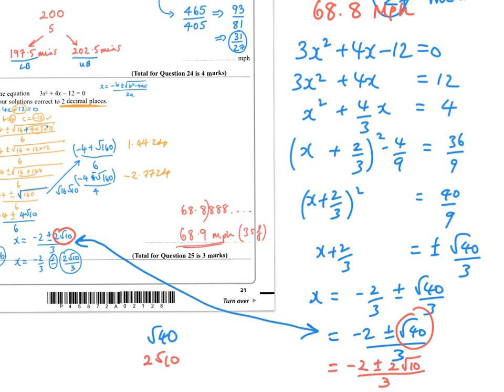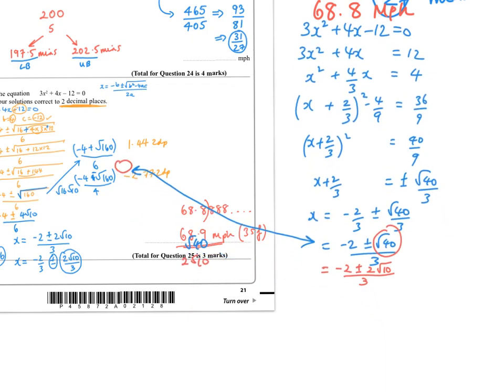And then don't forget, if you're using this second method, you just put into your calculator minus 2 plus 2 root 10 brackets, divide by 3, do it with a plus sign here, and then change it and do the minus afterwards, and you get exactly the same answers.